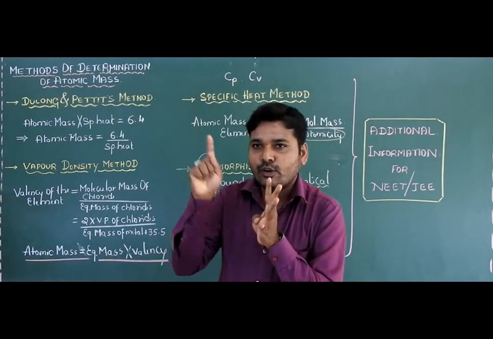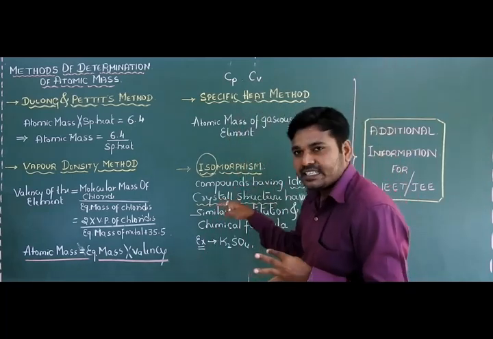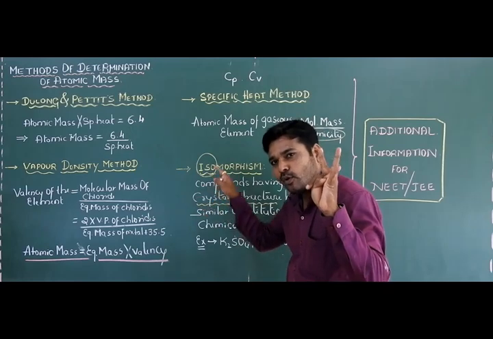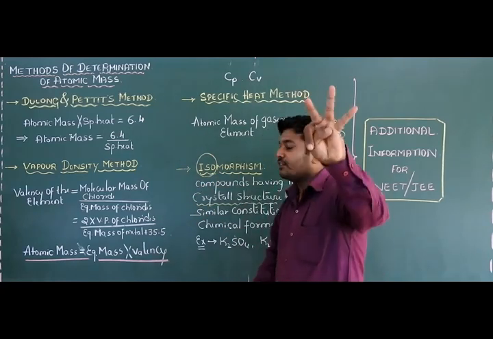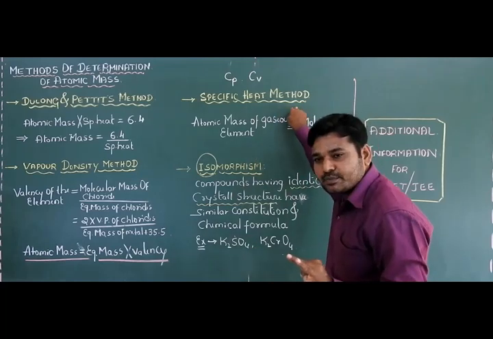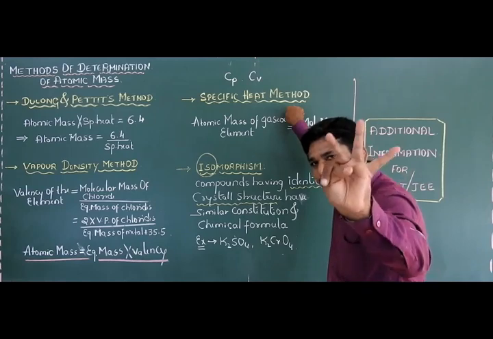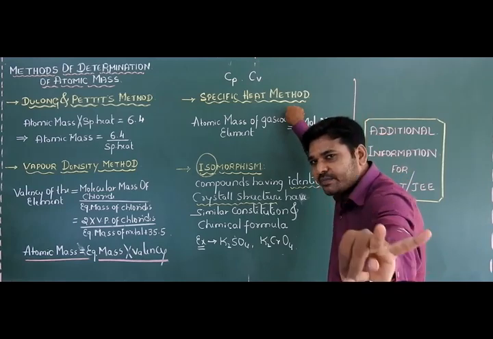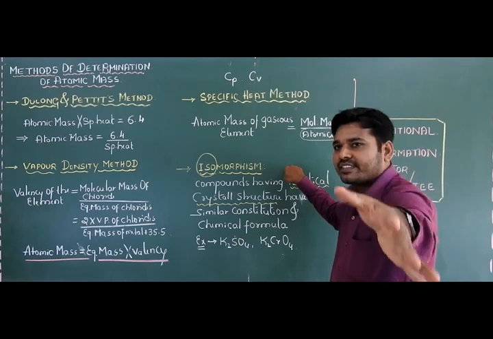It is applicable only for solid elements. The second one is called the vapor density method. It is applicable only for elements whose chlorides are volatile. The third one is called the specific heat method, and it is applicable only for the gaseous elements. And the last one is called the isomorphism method.